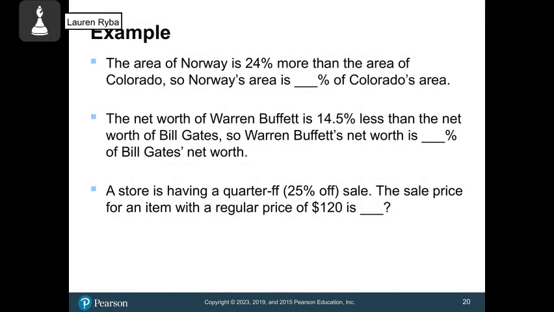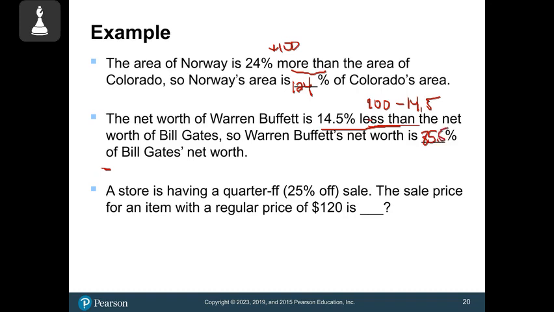So, a few more examples here practicing this concept. The area of Norway is 24% more than the area of Colorado. So, Norway's area is what percent of Colorado? Well, more than means I'm going to add 100. So, 124%. The net worth of Warren Buffett is 14.5% less than the net worth of Bill Gates. So Warren Buffett's net worth is what percent of Bill Gates' net worth? Well, less than means we want to subtract it from 100, and that's going to give me 85.5%.